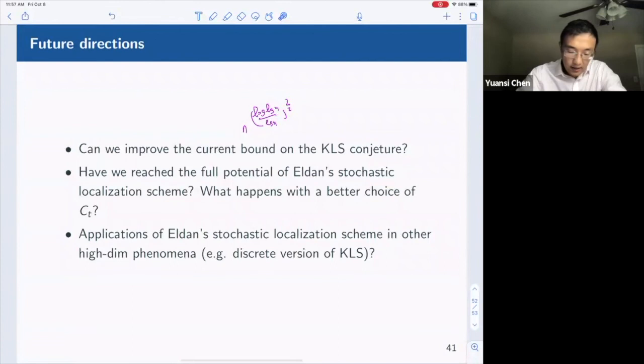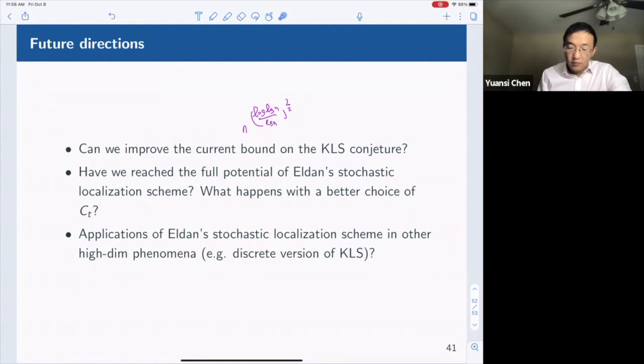More importantly, even though we applied the Eldan stochastic localization scheme, it's not clear we reached the full potential of this scheme, because I have to say that this is a complicated stochastic differential equation. We can control some of the terms, but most of the terms, I don't know how to control. Maybe if you know a better control of this stochastic differential equation, and you can choose a better control matrix, or modify the process a little bit, you might also get better bounds, but we don't know. So there are also new applications of this Eldan stochastic localization scheme or this pathwise analysis scheme in other high dimensional phenomena.